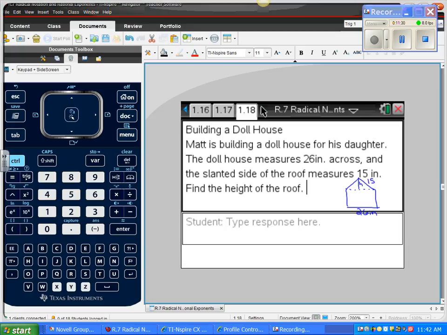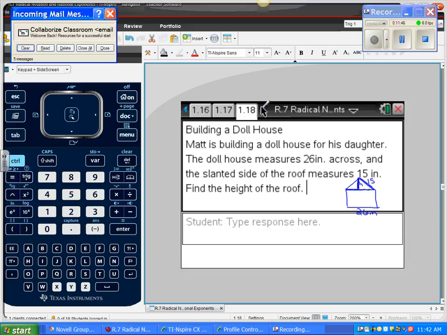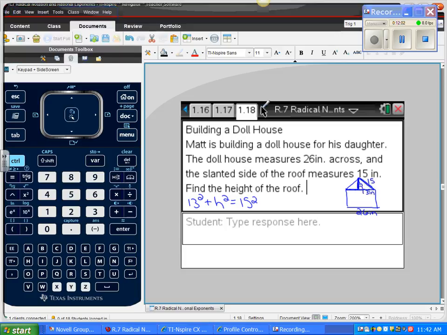Okay, so how do we determine what this is? Well, we know that this entire length here is 26. If the whole piece is 26, and we know that this is being cut in half, we could say that this is 13 inches. Okay, so we're going to use our Pythagorean theorem. 13 squared plus h squared equals 15 squared. Because I know the hypotenuse is opposite that right angle, that's going to be our c.